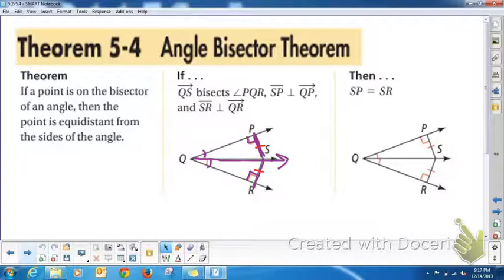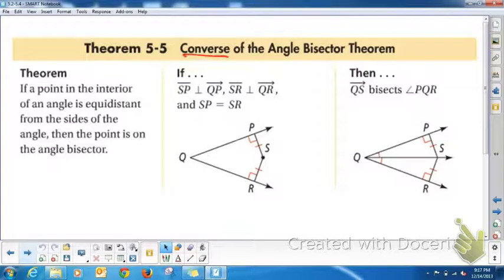You have to know that the ray is the angle bisector, and you have to know that these are right angles, that they're perpendicular. If you don't know that, then you would not be able to tell that these are congruent. So this is the angle bisector theorem. The point that's on the ray would be equidistant from the sides. So S is equidistant from P and R because it was on the angle bisector and is perpendicular. SP is perpendicular to QP and SR is perpendicular to QR.